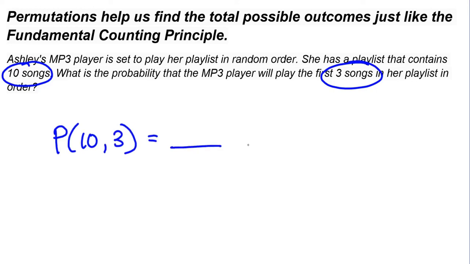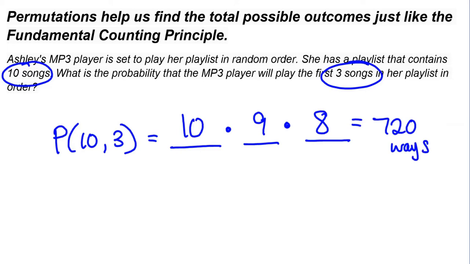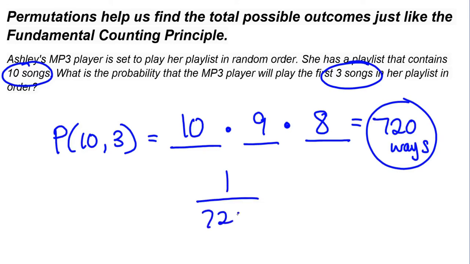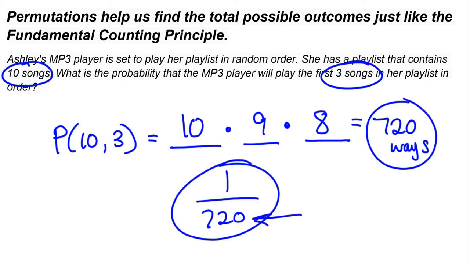So this is 10 things arranged 3 at a time. So to find that, we're going to leave our blanks for our first song, second song, third song. How many choices are possible for the first song? There are 10 possibilities for the first song, and once that one is played, there are only 9 possibilities for the second song, and once those 2 are played, there's only 8 possibilities for the third song. So there are 10 times 9 times 8, or 720 different ways that her playlist could play the first 3 songs. So what's the probability that the first 3 songs in her playlist get played in that order? Well, there's only one way to do that out of the 720. So the probability that Ashley's MP3 player plays the first 3 songs in order is 1 out of 720 possible ways. So again, using the fundamental counting principle and permutations to find the total possible outcomes.